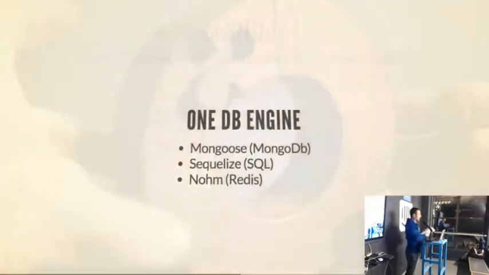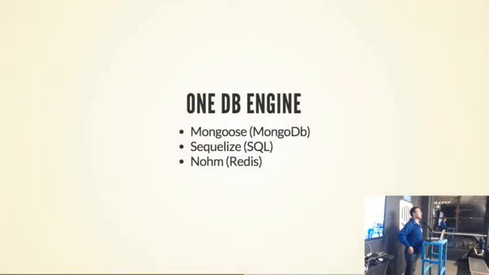And one DB engine ORMs are usually used for providing additional features and for testing database access. For example, Mongoose is used for MongoDB, Sequelize for SQL, NoHM for Redis. And usually these data tiers or ORMs provide features like using promises instead of callbacks, or some hooks around your queries. You should pick this solution just if you absolutely know that you will never change your database. You will keep just one kind of storage, and then you will live forever with this ORM.